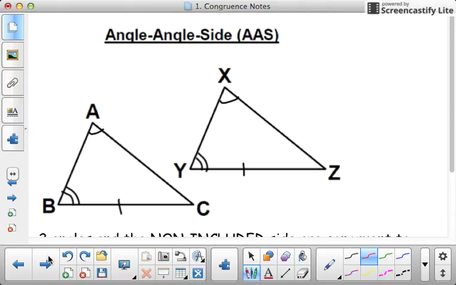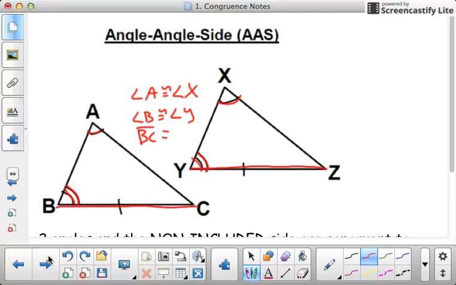Another way to do this, so number 4 would be angle, angle side. So notice how this picture looks different. I've got an angle at A and X that are congruent. And I have another angle B and Y. Angle B is congruent to angle Y. And then this side out here, BC, is congruent to this side out here, Y to Z.